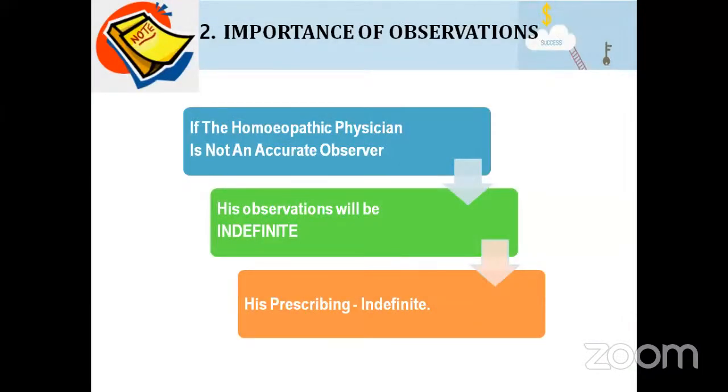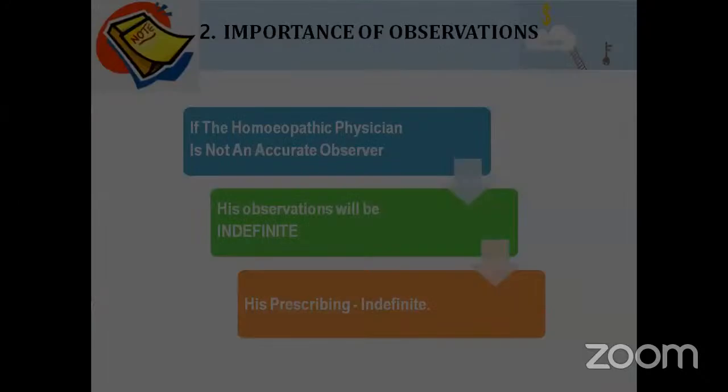First of all, he gives a note on the importance of observations. He states that if the homeopathic physician is not an accurate observer, his observations will become indefinite, and so his prescribing becomes indefinite. So who will be on the losing side? Ourselves as well as the patients. He tells us the importance of observations through these statements.